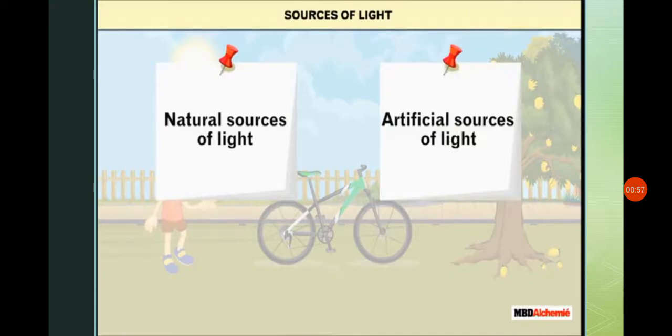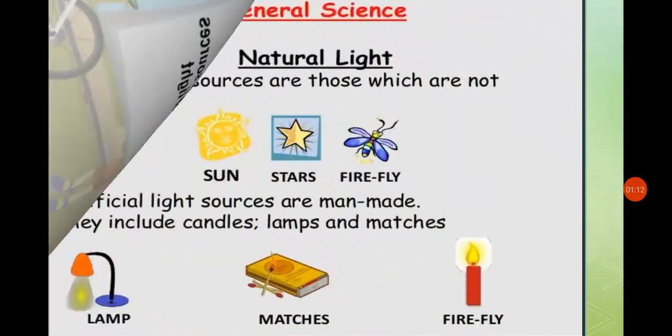So in sources of light, what is a source of light? There are two types, that is natural sources of light and artificial sources of light. So what are natural sources of light? What are artificial sources of light? We will discuss this now.